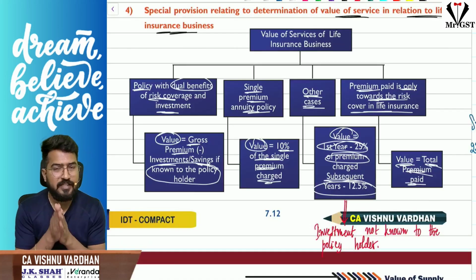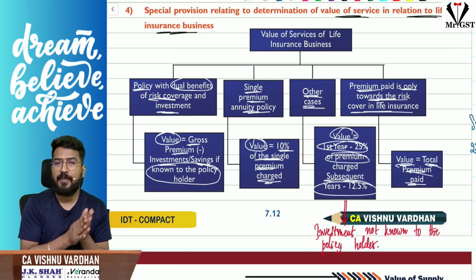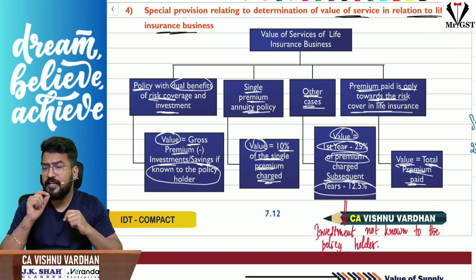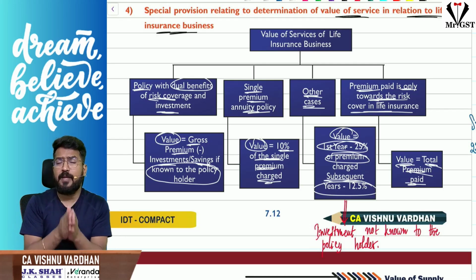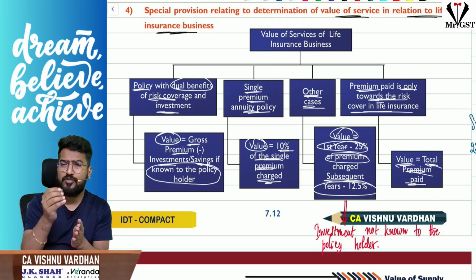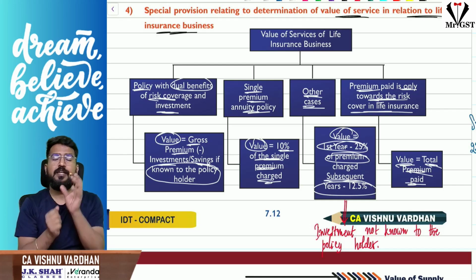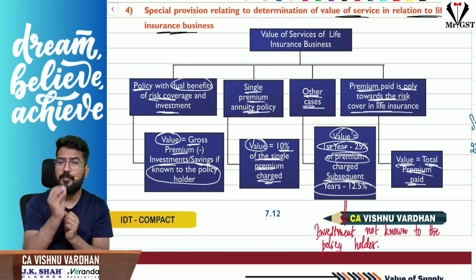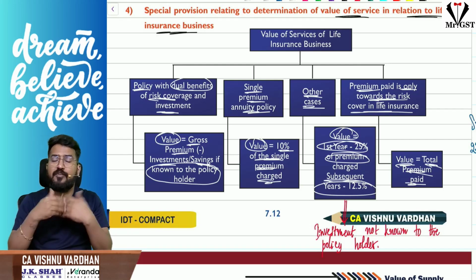So the next business is life insurance business, the premium paid. See, the premium paid generally will be the value of supply. On that you will pay GST. But here the interesting part is, in the premium whatever you are paying, there is also some portion which is related to investment. That means a portion of the premium is towards the risk coverage and part of the amount will be towards investment on behalf of the customer.